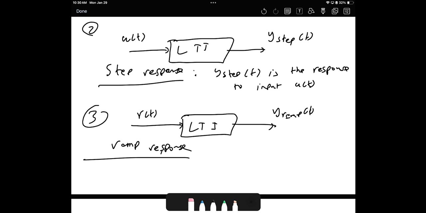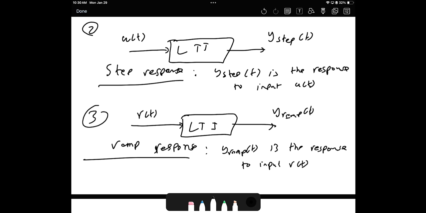Basically, the input, and y ramp of t is the response to input r of t. Okay? So now, whenever we talk about the word response, this means the outputs. While whenever you see a function, like step function, this is the inputs.